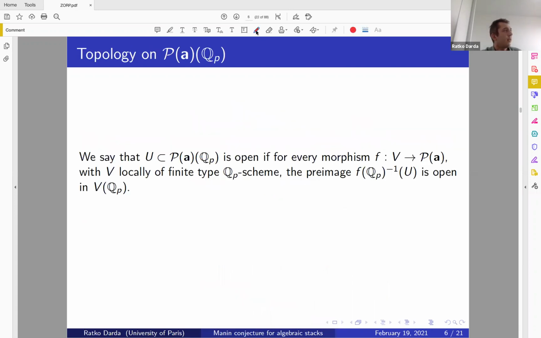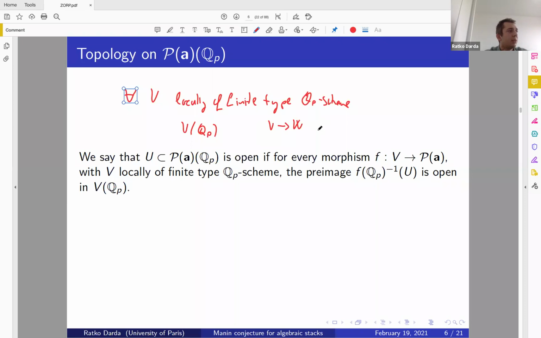And now we will define a topology on P(A)(Q_p). Firstly, recall that for every V, which is a locally finite type Q_p scheme, one can put a natural topology on V(Q_p). And the topology further satisfies that if you have a morphism of schemes, then you get a continuous map. If you have an open immersion, you get an open immersion. If you have a closed immersion, you get a closed immersion. This is further compatible with fiber products.